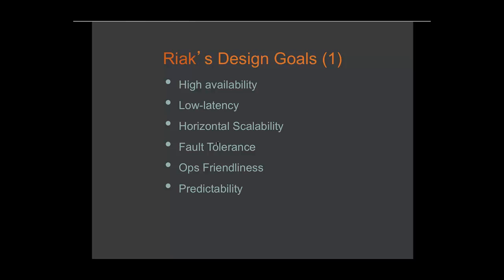Riak is designed for high availability, so you can always read and write to it, no matter how many nodes are down. Low latency, horizontal scalability, fault tolerance. Again, nodes can go down, but your system's going to stay up no matter what. Ops friendliness and predictability.